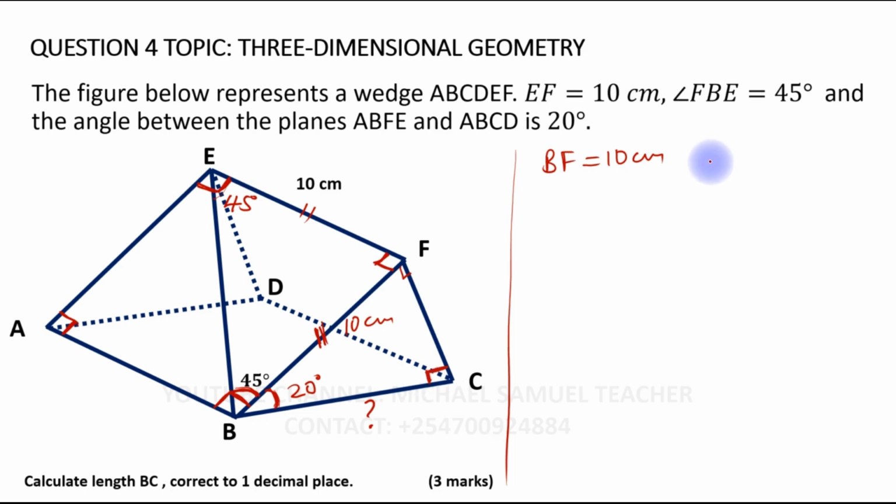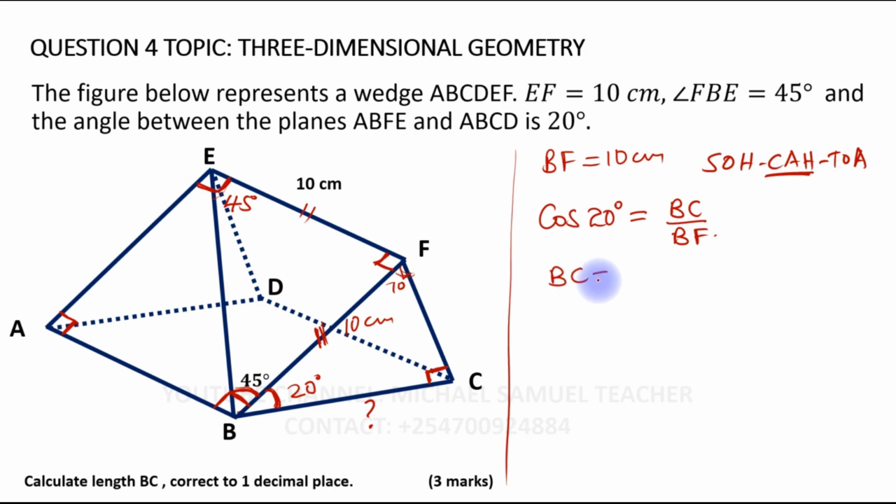So we are going to use SOHCAHTOA. We know BF and we need BC. So we use cosine is adjacent over hypotenuse. So cosine 20 degrees will be equal to BC, the adjacent, over BF, which will be the hypotenuse. So BC is equal to BF cosine 20 degrees, but BF is 10 centimeters, so 10 times cosine 20 degrees.